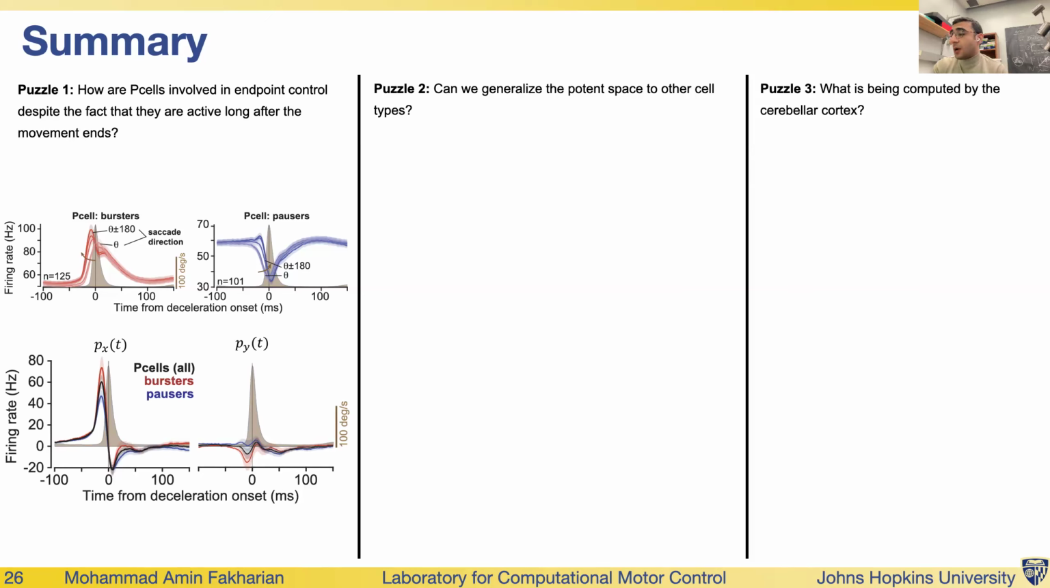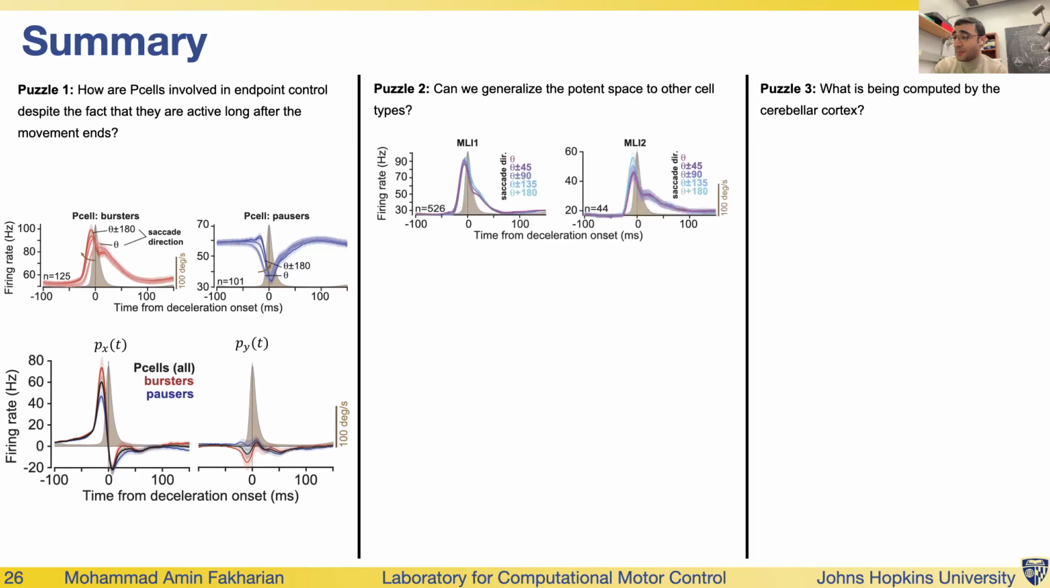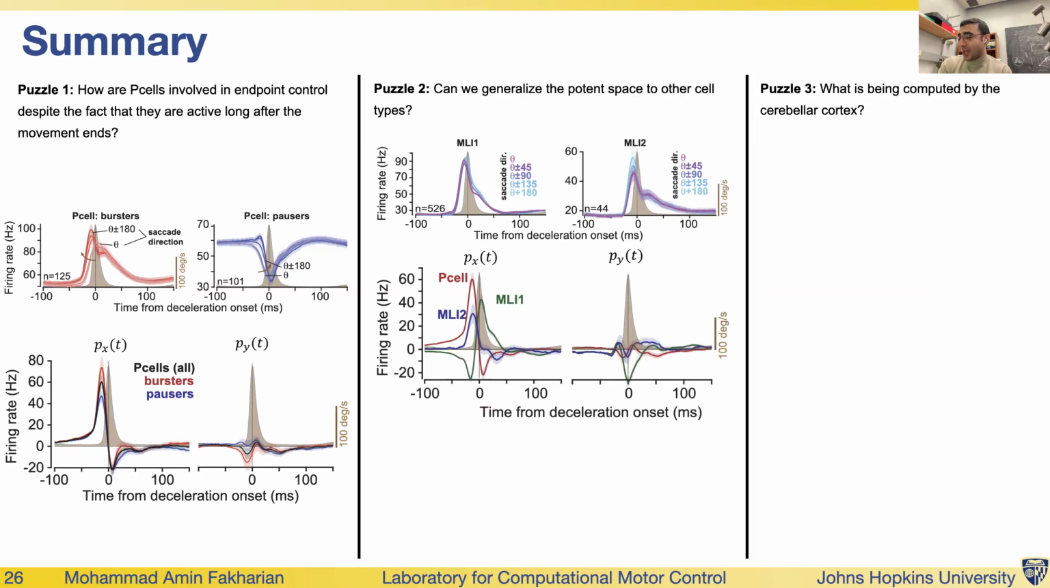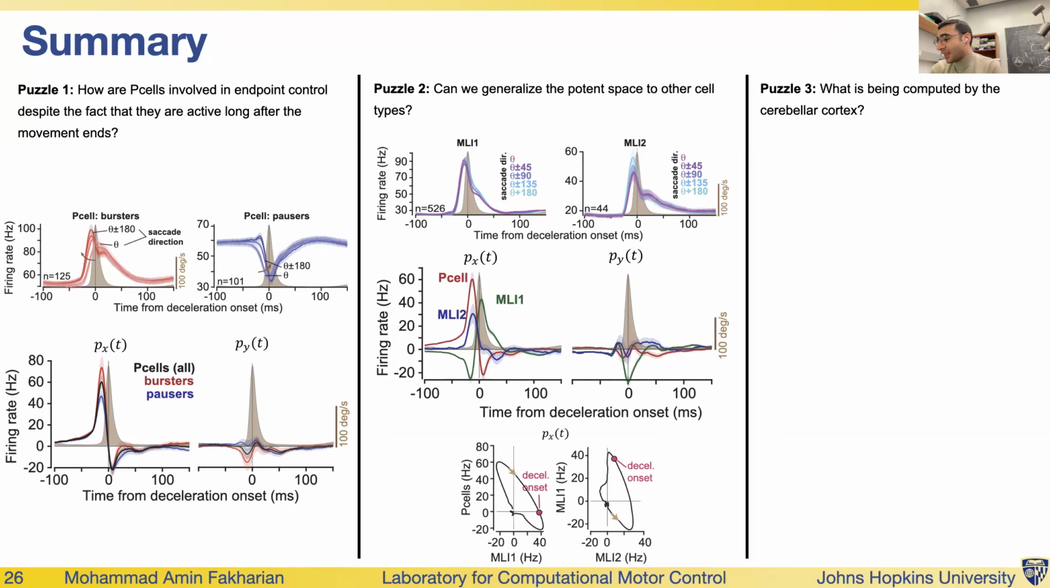toward the movement direction. Our puzzle two was whether we can generalize the potent space to other cell types, and we formed the cliques of interconnected MLIs and Purkinje cells, and we were able to expand the idea of the potent space, the weights, to the MLI1s and MLI2s, which revealed the functional connectivity between these cell types, which was expected from the anatomy, in the phase plots that you can see here.